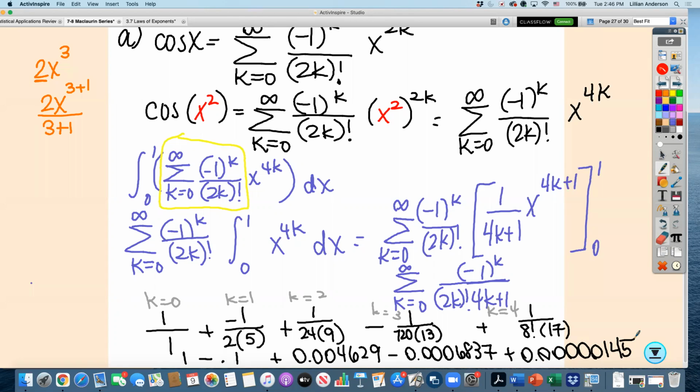And that point is not going to affect the 4 decimal places. So then I'm going to add 1 minus 0.1 plus 0.4629. I'm going to add up all of these numbers, and then I'll be able to get my approximation.